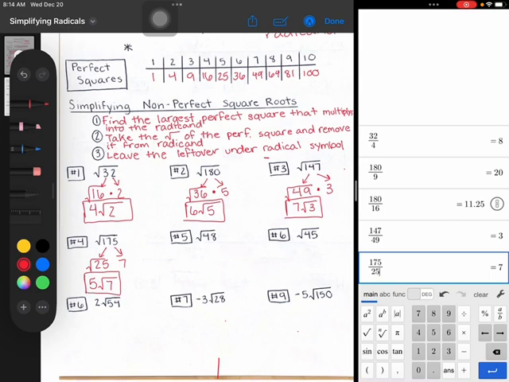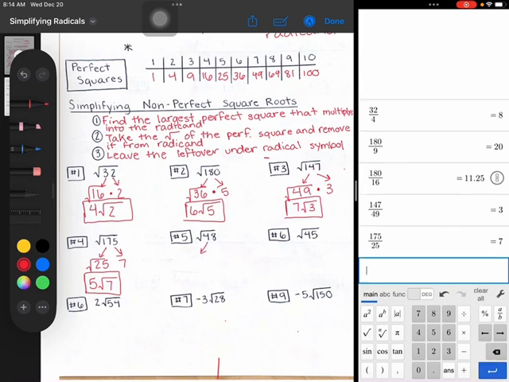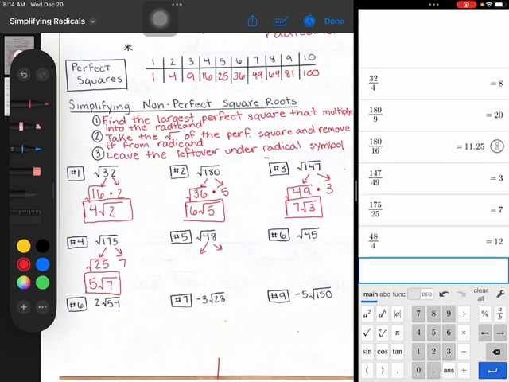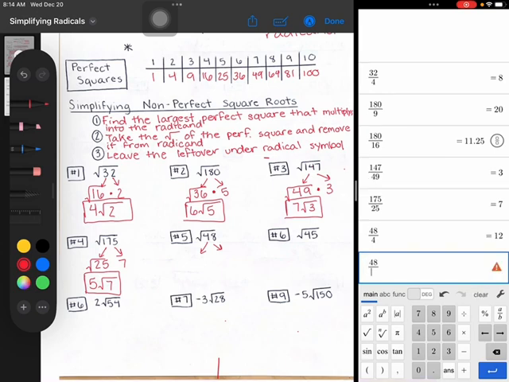Okay, do it again with 48. So two numbers that multiply to 48. I think 4 goes in there, and it does, but it still leaves me with 12, so I want to see if there's a bigger one that goes into it. So 48 divided by 16 gives me 3. Perfect. So I take the square root of 16, which is 4, leave 3 underneath the radical as my radicand, and I have 4 square root 3.